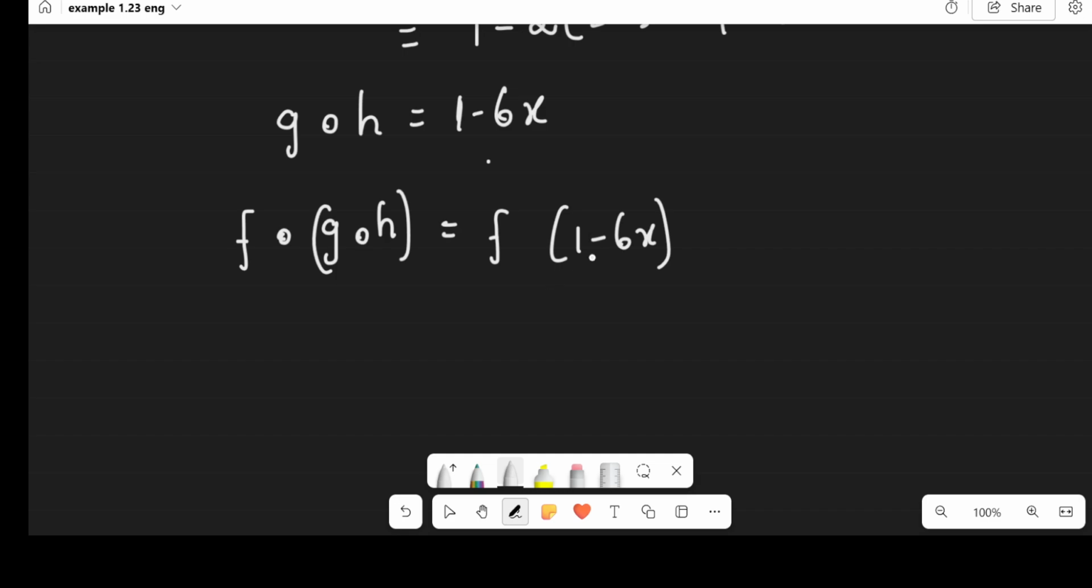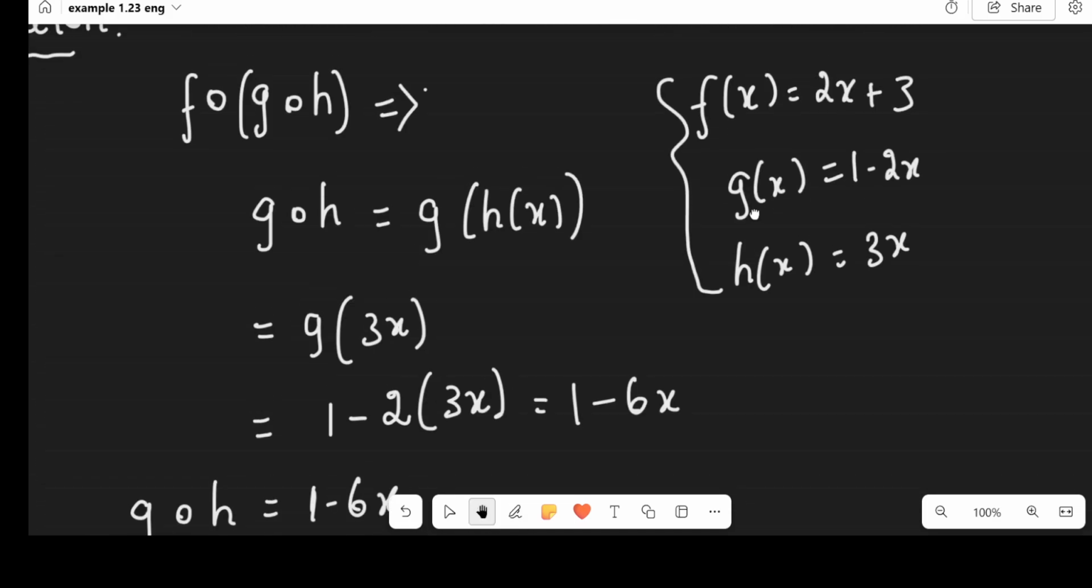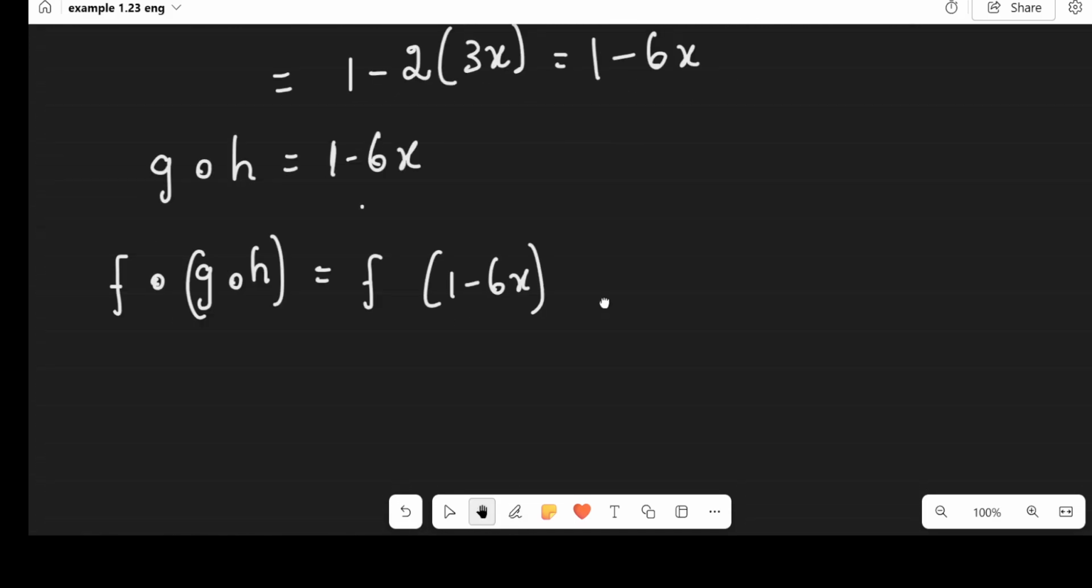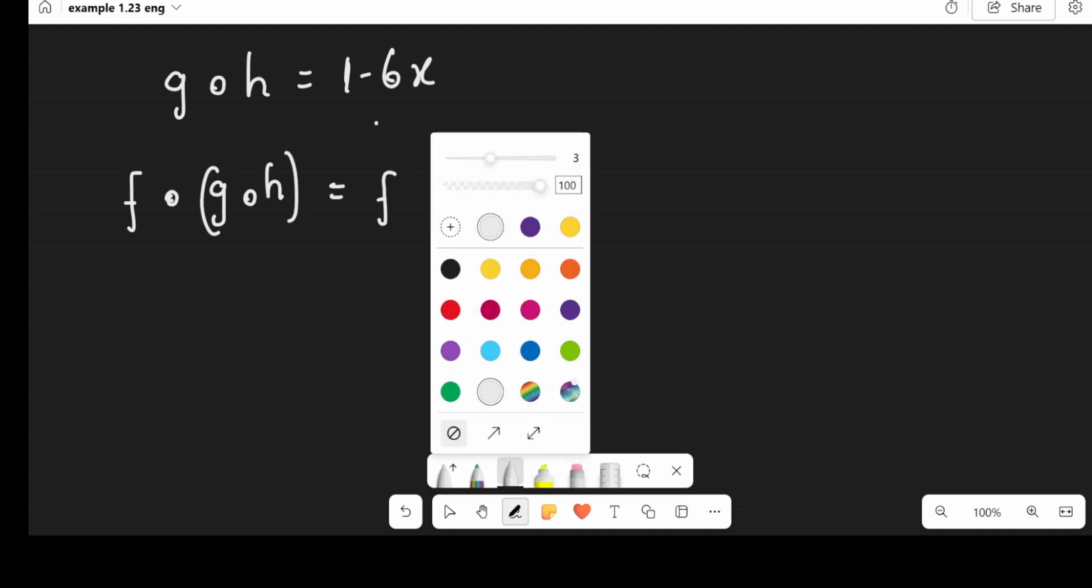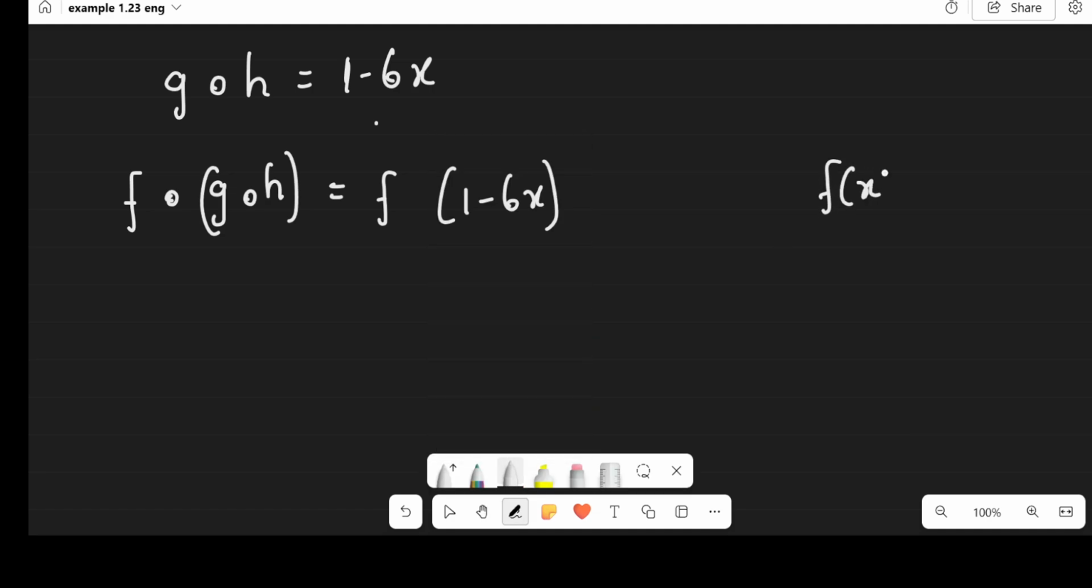What we have to do is apply this x value in the f of x formula. What is f of x here? F of x is 2x plus 3. That is given in the question. I should apply this value in place of x in this f of x formula. Here f of x is 2x plus 3.